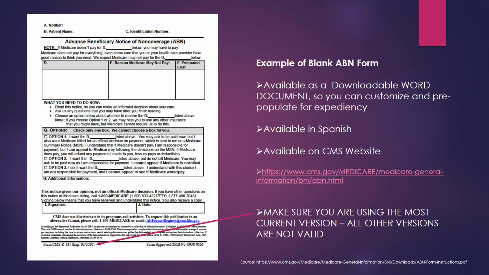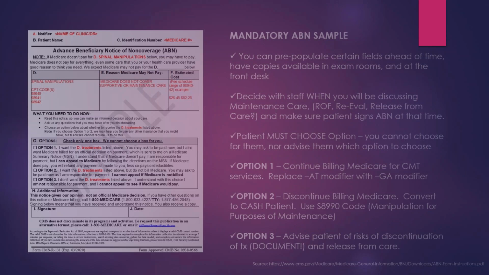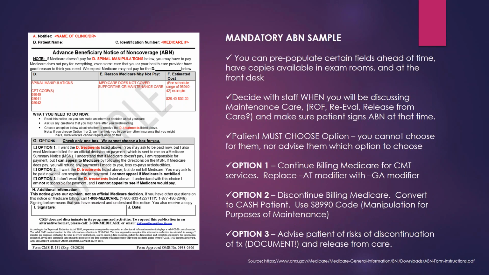And if you haven't, then this is a good time of year, the beginning of the year, to tell the Medicare patients, we need to update your advanced beneficiary notices. Make sure you have the new forms on file, because if you're audited and you have an old ABN, then Medicare can say that it's not a valid ABN.